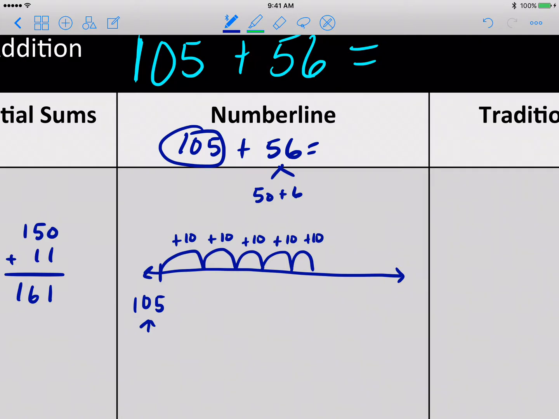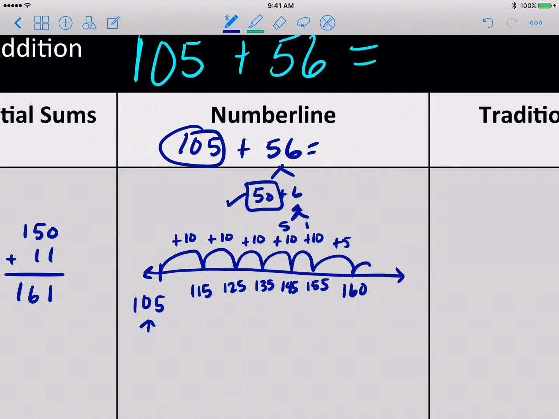105 plus 10 is 115, 125, 135, 145, 155. Now, so we've got 50 taken care of. Check. Now we just need to go 6 more. So I'm going to make a jump of 5 to get us to 160, because that 6 can be broken up into 5 and 1. And then I just have to jump 1 more, which would be 161. Some students will want to make a jump of 50 here, and that's fine.